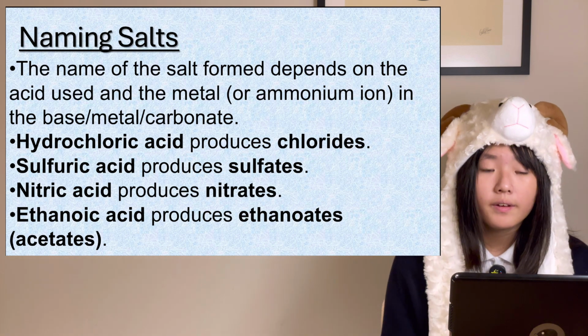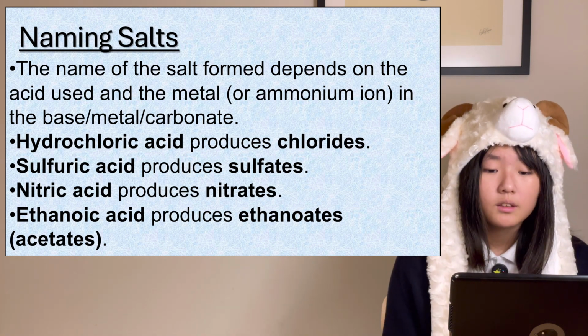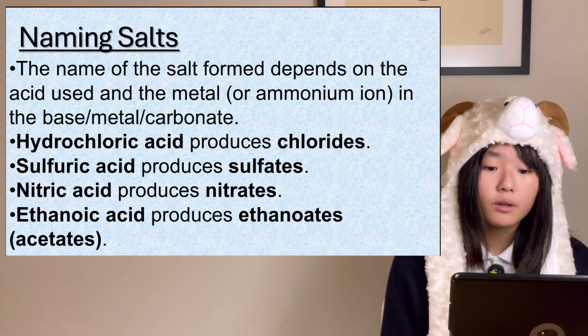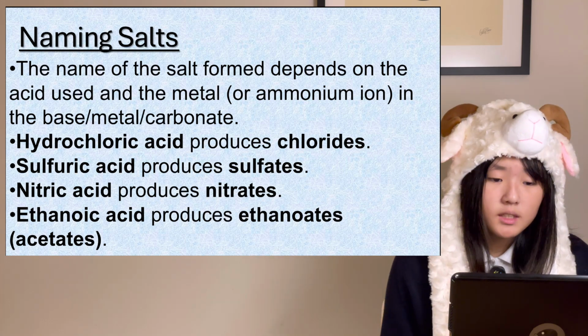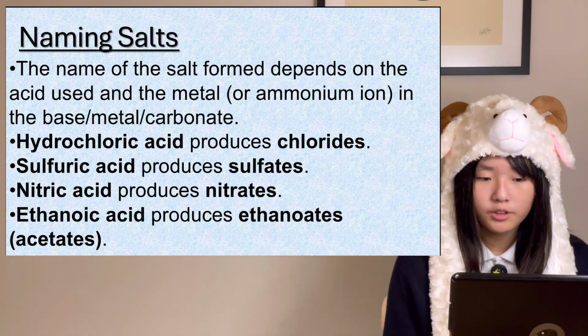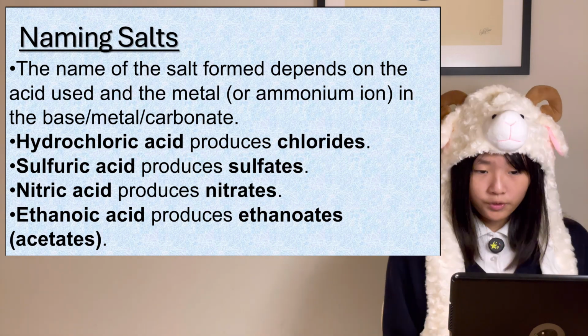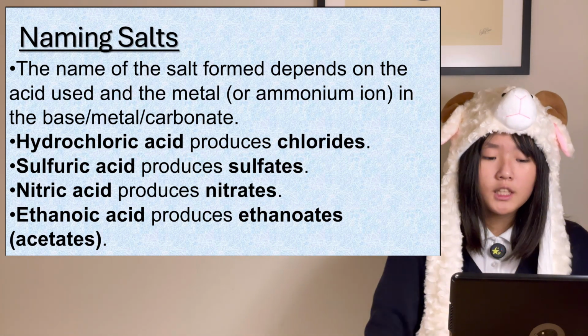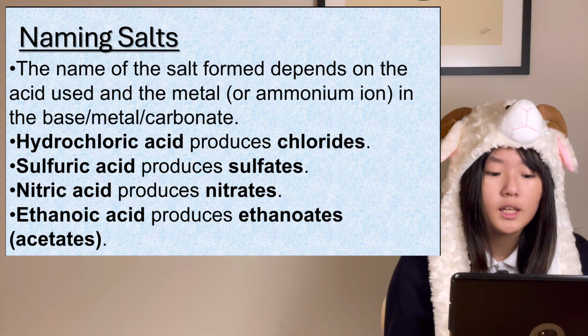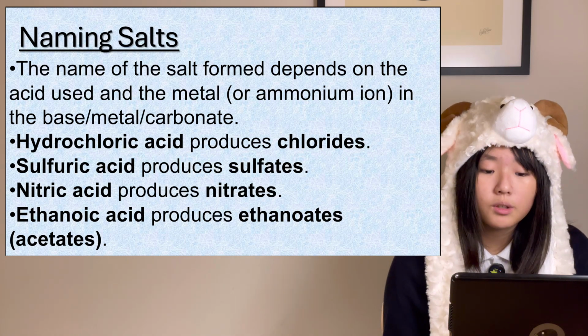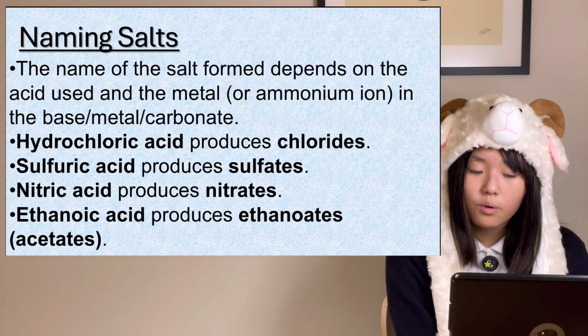Now, the names of salts depend on the acid used and the metal or ammonium ion in the base or carbonate. For example, hydrochloric acid produces chlorides, sulfuric acid produces sulfates, nitric acid produces nitrates, and ethanoic acid produces ethanoates or acetates.